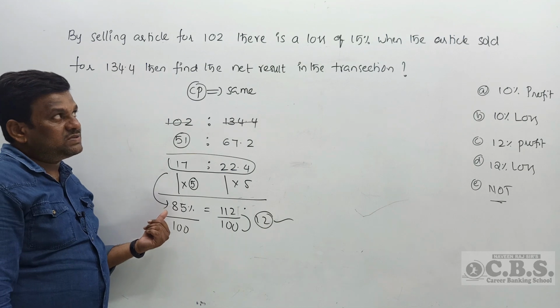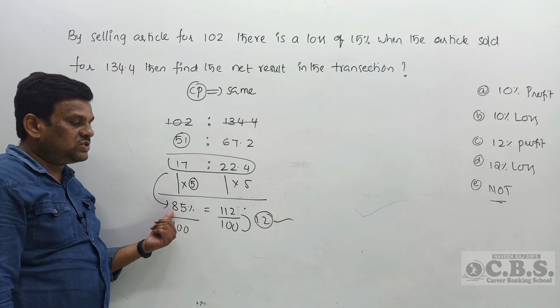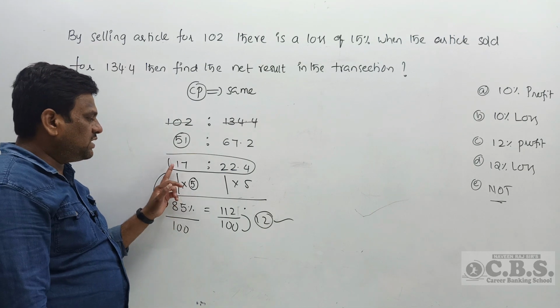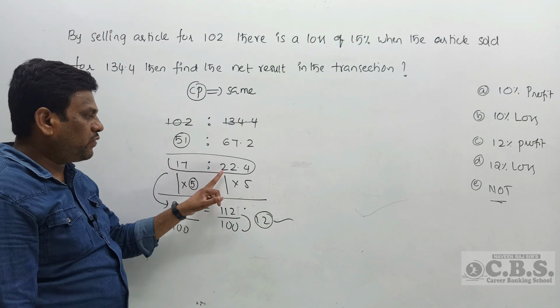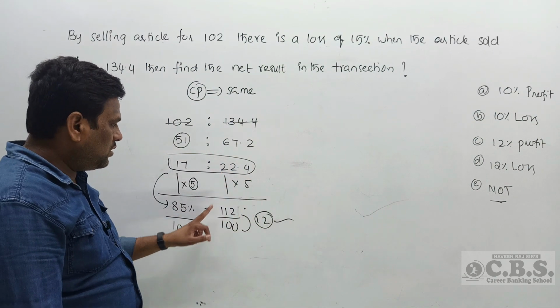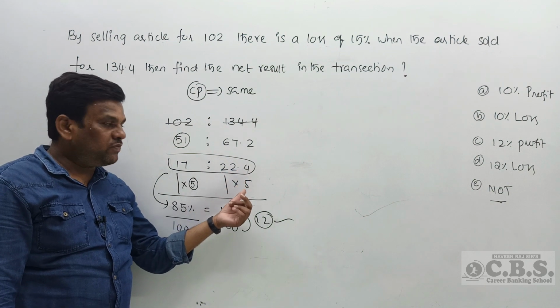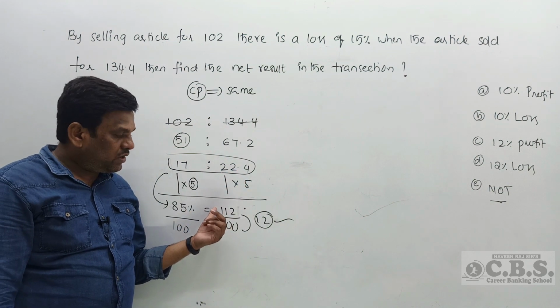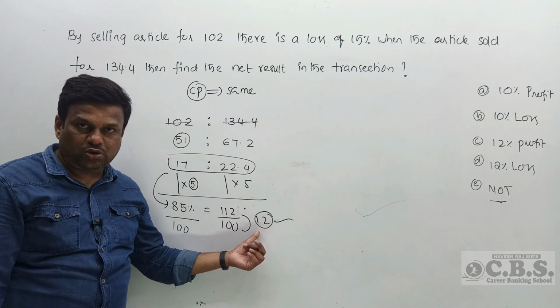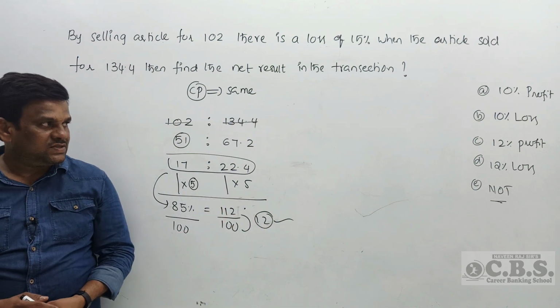Why? He specifically mentioned 15% loss, which means the selling price is how many parts? 85 parts. So 17 how many times to get 85? 5 times. So 22.4 times 5 is equal to 112. 112 upon 100 is nothing but 12% profit. Option C is the right answer.